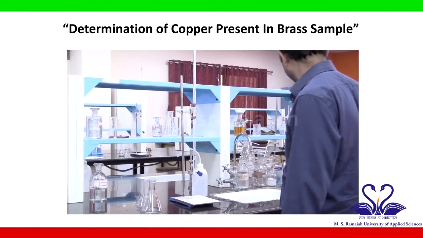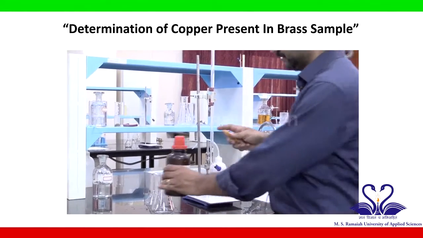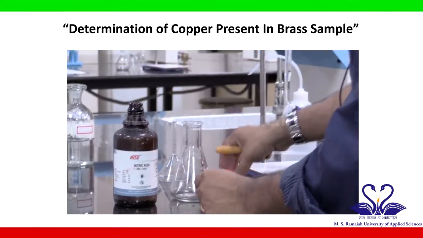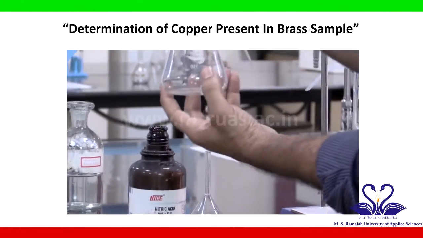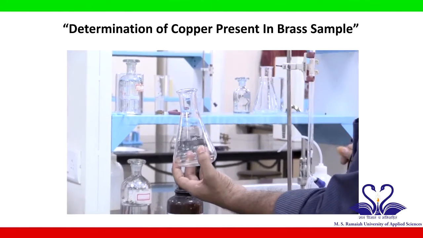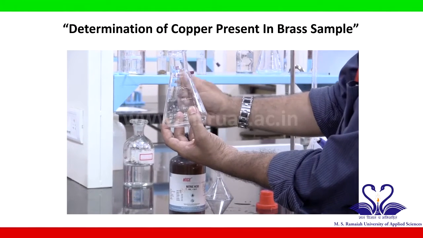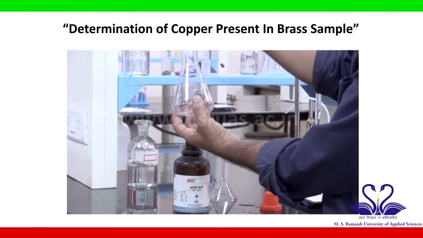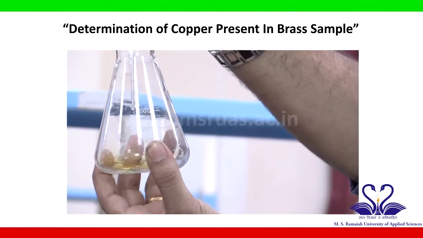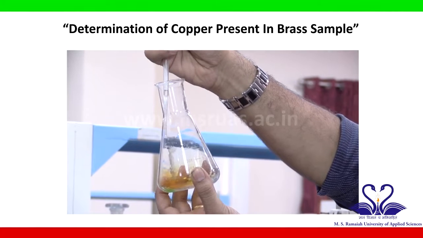To dissolve it, you are using concentrated nitric acid. Be careful with the nitric acid, it's a concentrated one. When you are adding it, take 3-4 drops and add exactly on the top of the copper piece or brass piece.